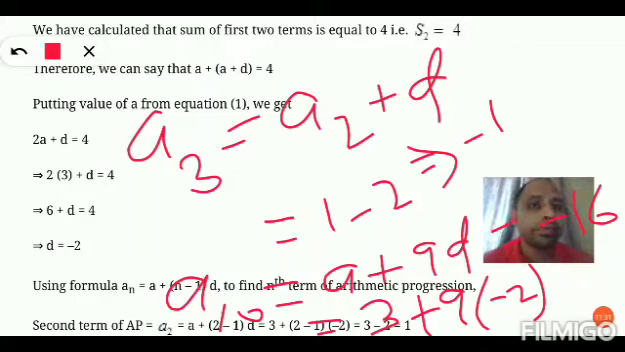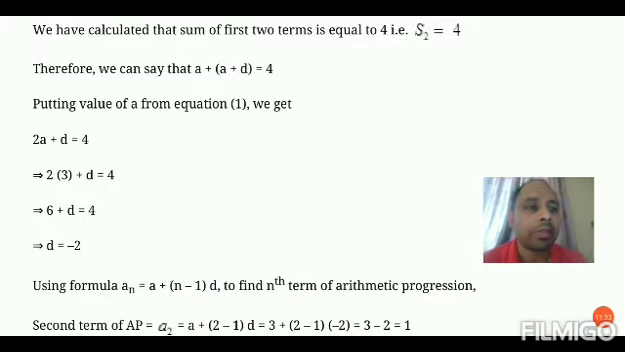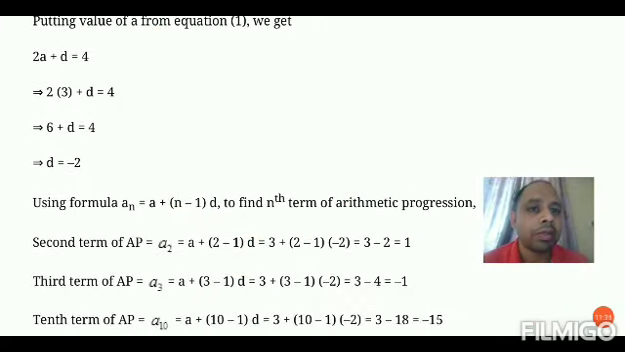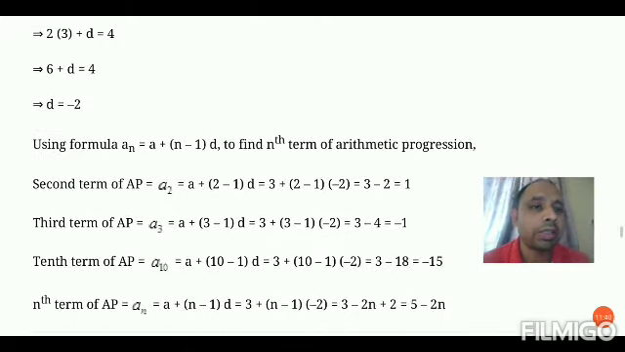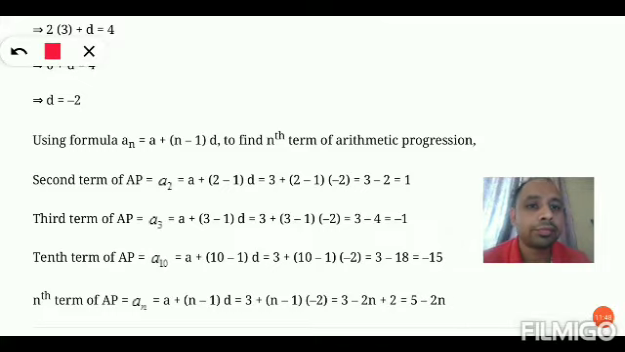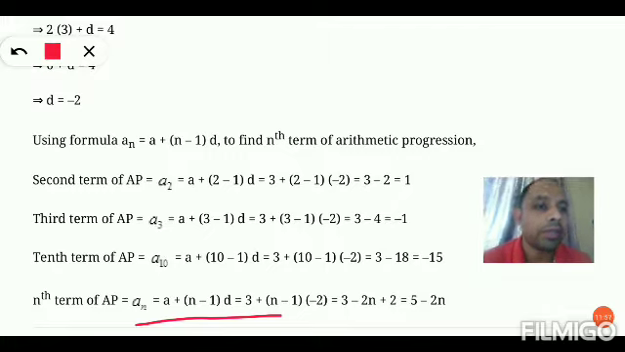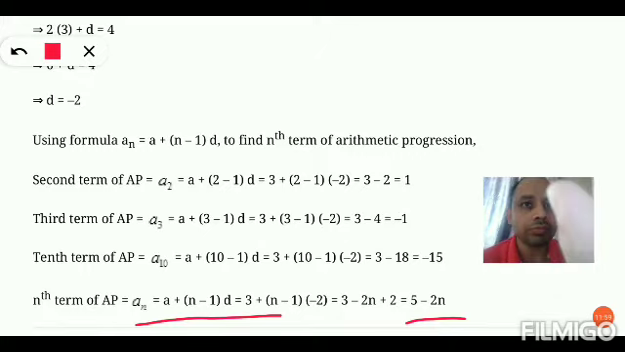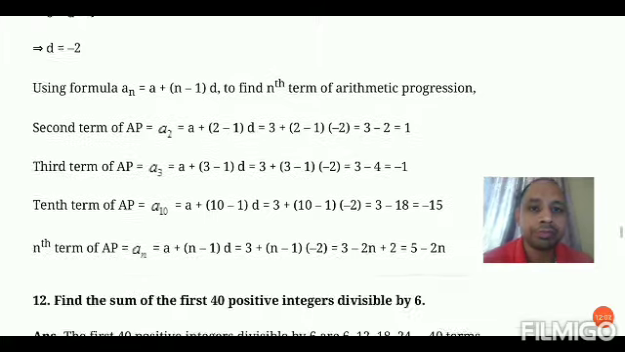So let's see the solution. The common difference is here minus 2. The a2 is 1, a3 is minus 1 and a10 is minus 15. And you have to find the nth term also. To apply this formula, an is a plus n minus 1 d. Then we can find the value of an as 5 minus 2n. Hope it is clear to everyone.